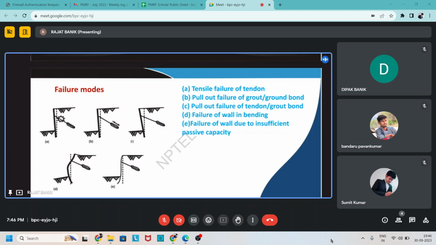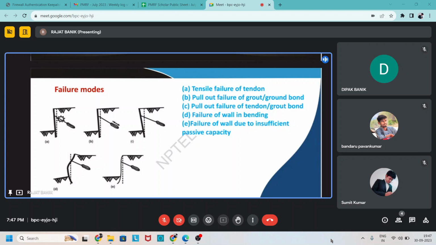Due to the creep deformation or due to the plasticity of the soil, there may be a possibility to fail the face of the wall, and due to this there may be bending and shear. Due to this, the strength of the arrangement of the ground anchor is failed, and this is called the failure of wall in bending.